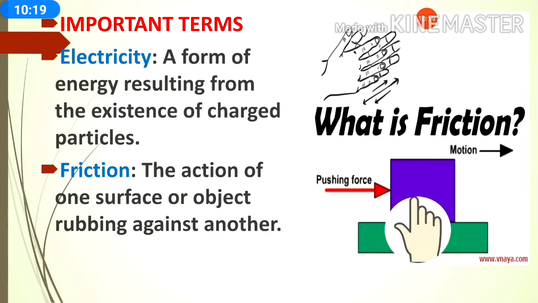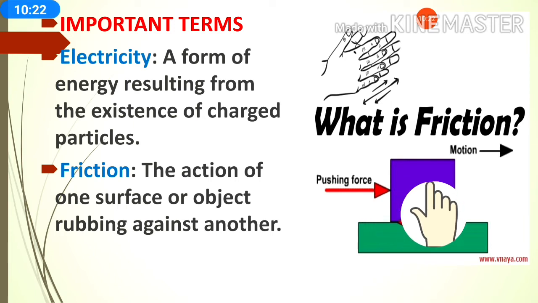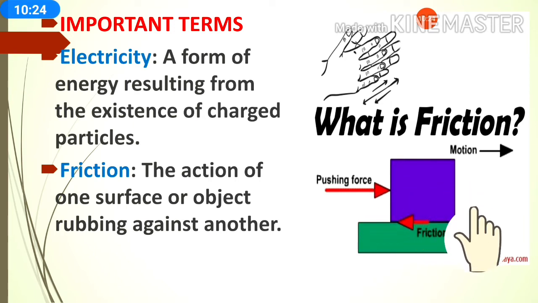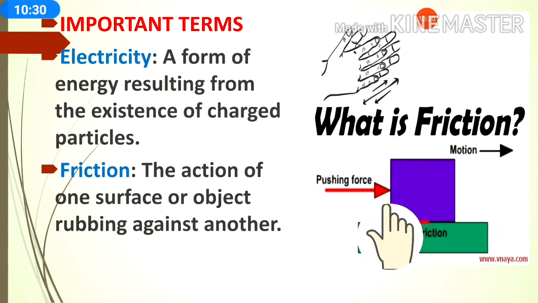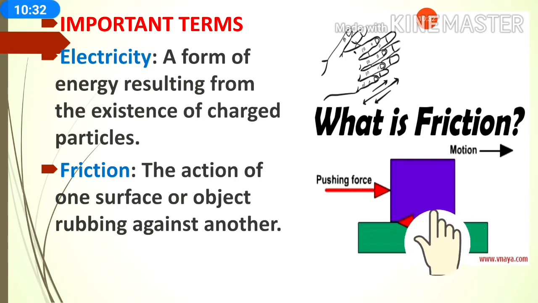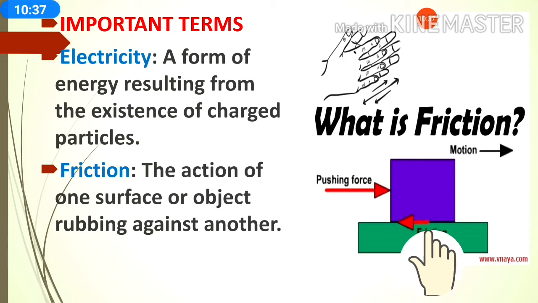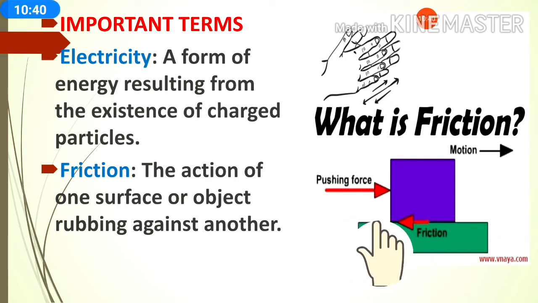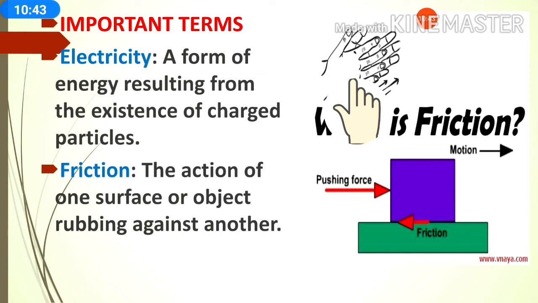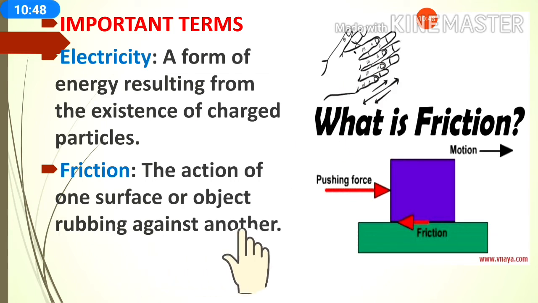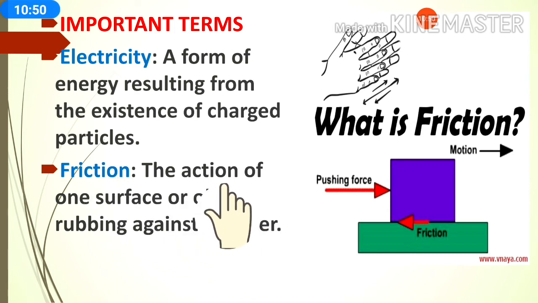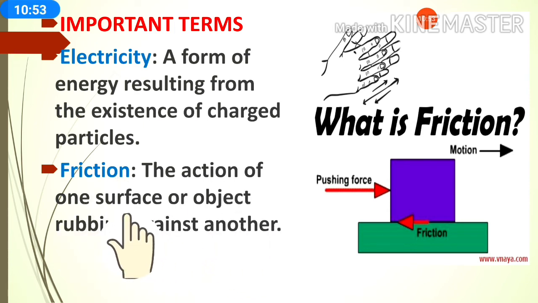So here is one object, and this is the second object. When we rub the upper object, we push with force, and the second object we rub in the opposite direction, not all together in the same direction. So in two opposite directions, when the two bodies rub, friction comes, and it produces heat. When we rub the hands, we also rub them in opposite directions, up and down, so it also produces heat. So friction is the action of the surface of one object rubbing against another.